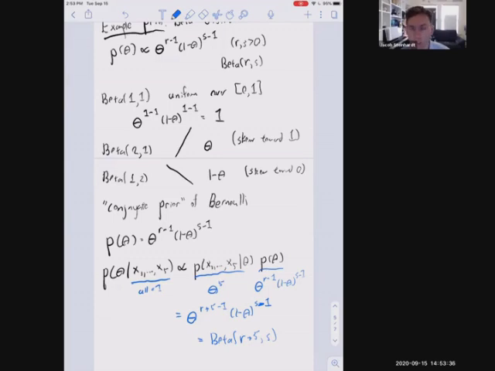I want to give a bit more intuition for what's going on here. I have some Jupyter notebook demos just to show you what this looks like graphically. So I'm going to stop sharing this screen and start sharing another screen. Let's see if I can get this to work.